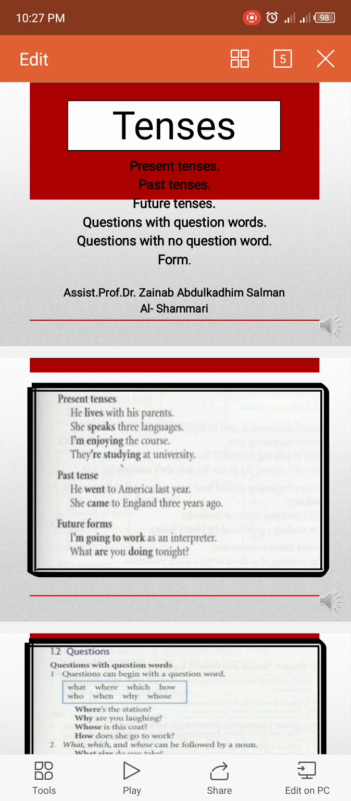This lecture is divided into two parts. In the first part, I am going to explain about tenses, present tenses, past tenses, future tenses, questions with question words, questions with no question word, and form.